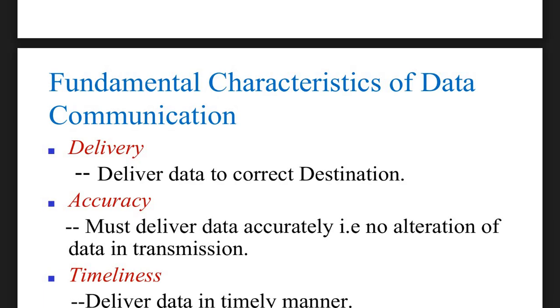Then comes accuracy. Accuracy is nothing but whatever data is sent by the sender, the receiver who is going to receive the data, it should not be altered. It should not be changed. Whatever is sent, the same data. If I'm going to send 1008 rupees, it should be 1008 rupees. It should not be 10 rupees or 108 rupees. Strictly no. We don't accept it if it is inaccurate. So delivering accurately is important. No alteration of the data in transmission is permitted.